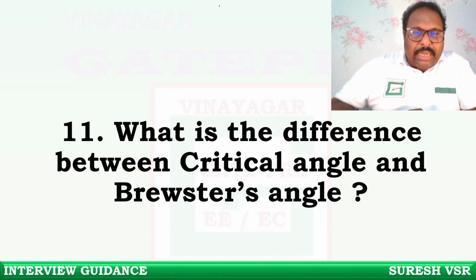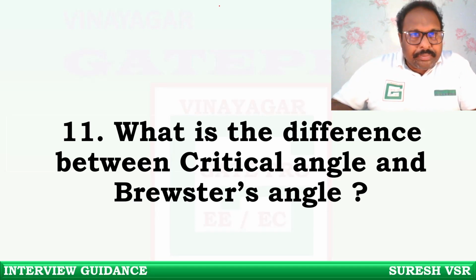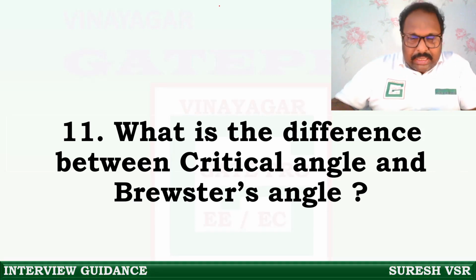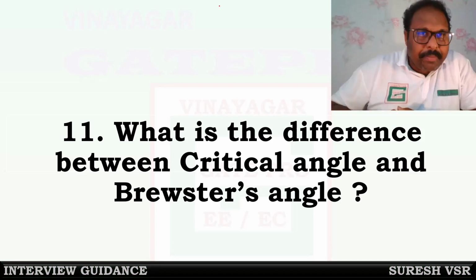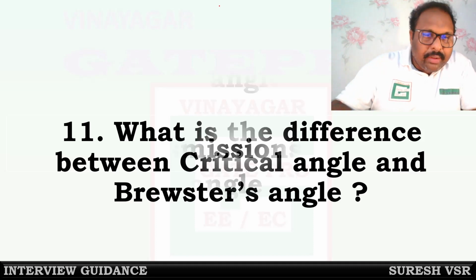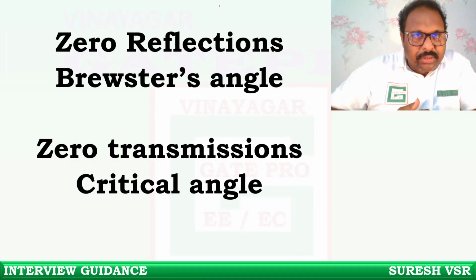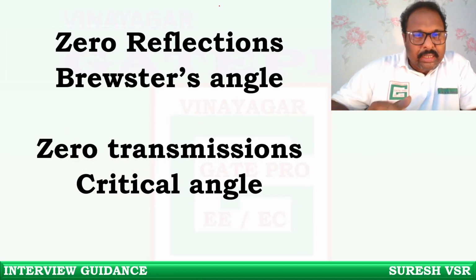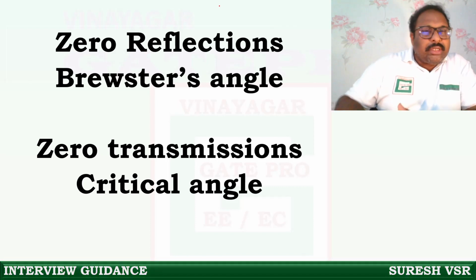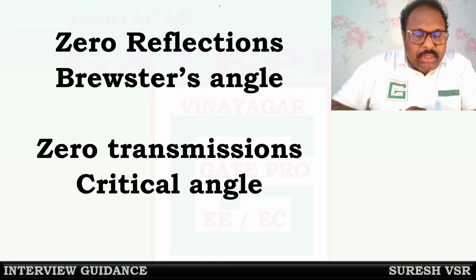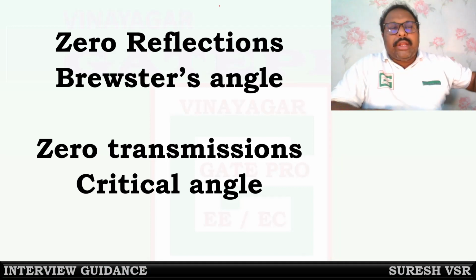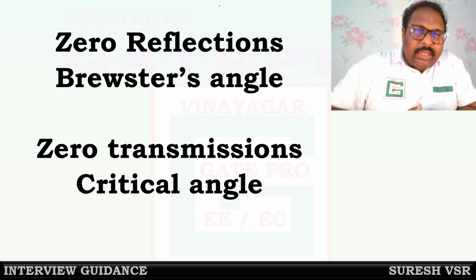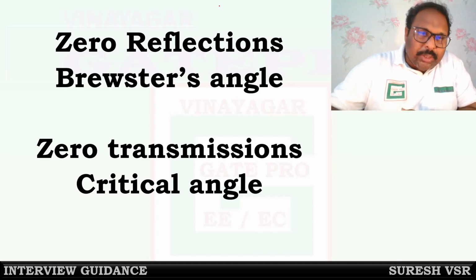What is the difference between critical angle and Brewster angle? Critical angle is a condition for complete reflection, or total internal reflection, right? Zero reflection is Brewster angle, while zero transmission, complete reflection, is critical angle. So this is the first thing you should know. Nothing is transmitted, everything is reflected back. Total internal reflection is critical angle, whereas Brewster angle is for zero reflection and complete transmission.